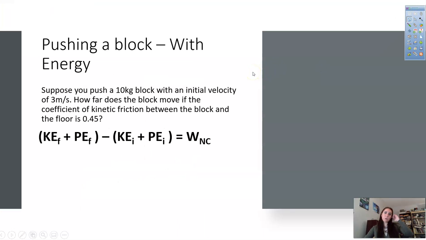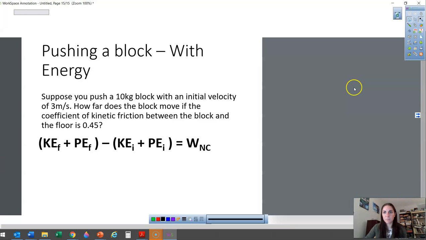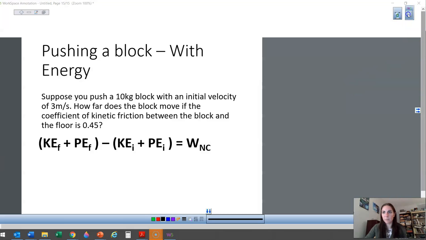Okay. So now let's work with something that does have a non-conservative force in this system. So even though I've written it like this, I'm not going to use this form, but that's okay. You'll see it as we go along here. All right, so suppose you push a block with initial velocity of that. How far does the block move? Like that. So typically we've used forces to this, but now we're going to use energy. So let's see. We start off with our block, and we have an initial velocity of 3 meters per second.